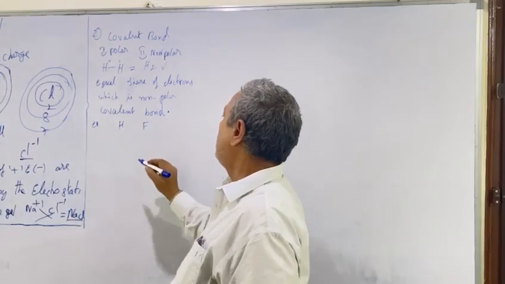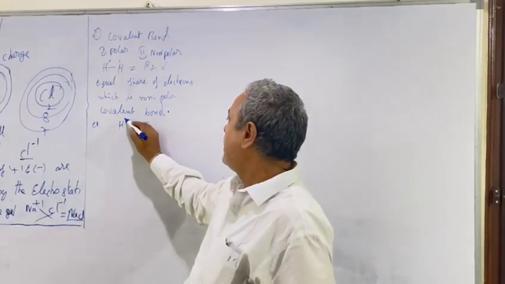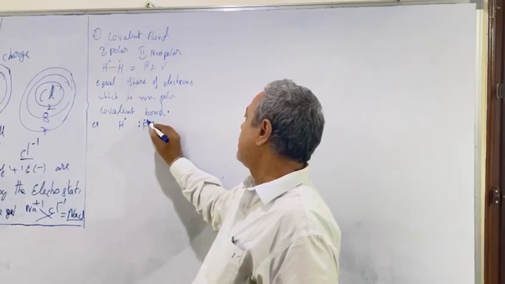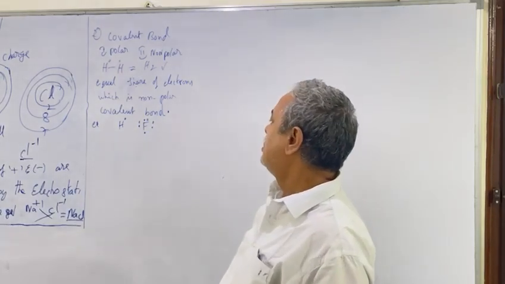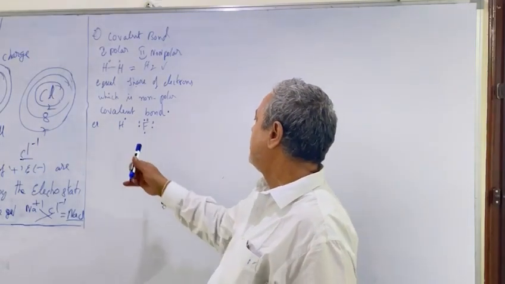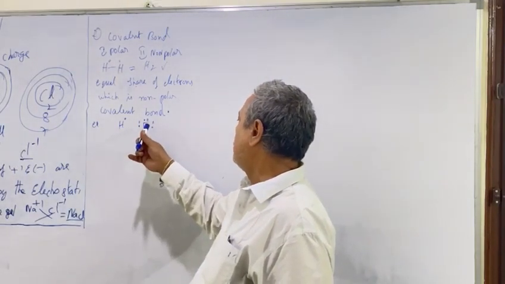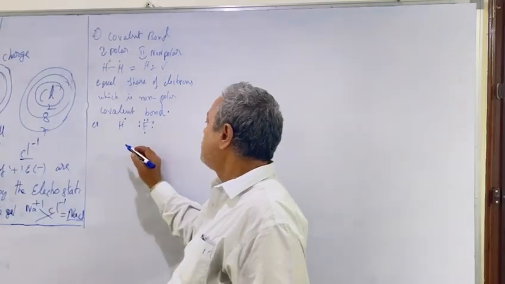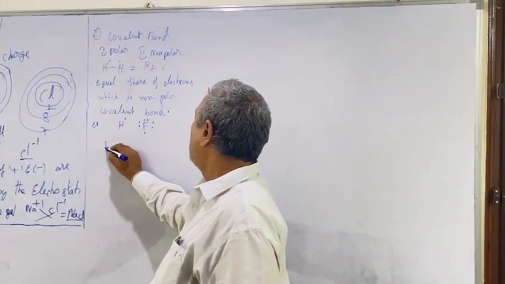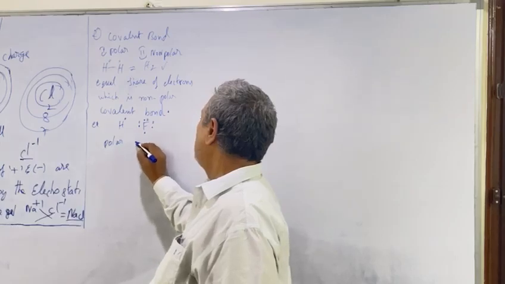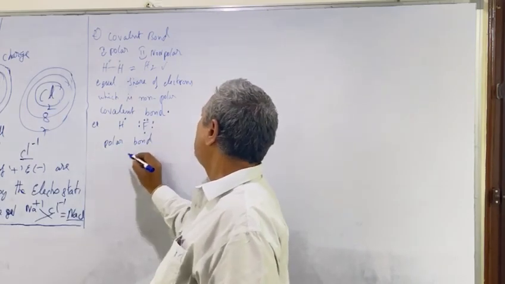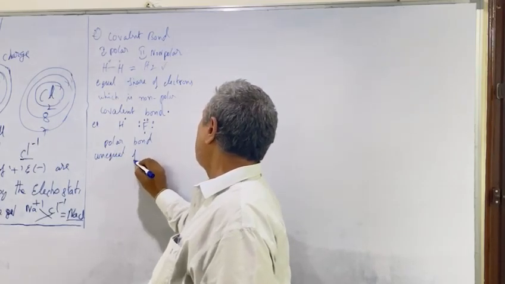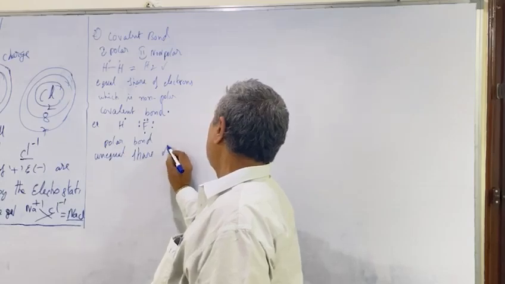How many valence electrons are there? For hydrogen, one valence electron is there. Fluorine has 7 electrons. There is a lot of difference between the hydrogen valence electron and the fluorine valence electron. Here this bond is called a polar bond. Unequal share of electrons.